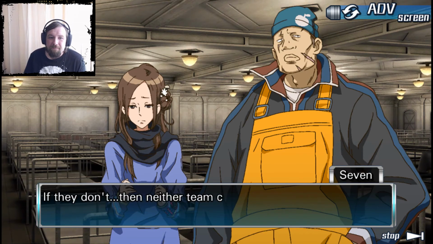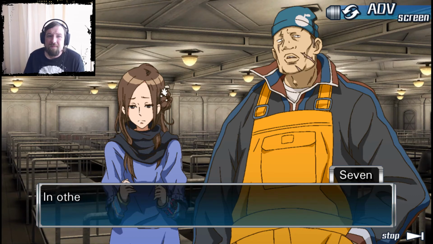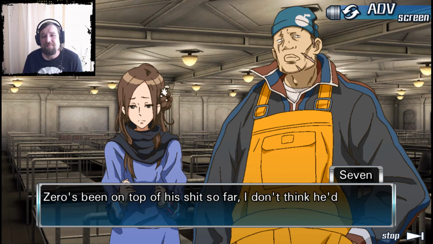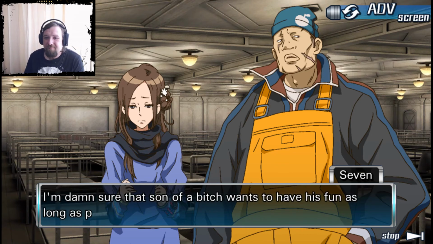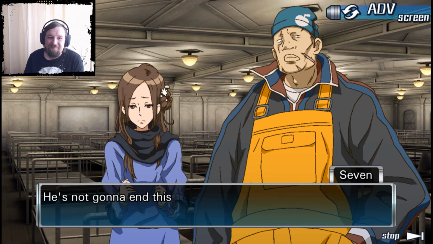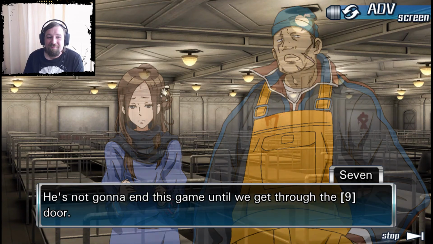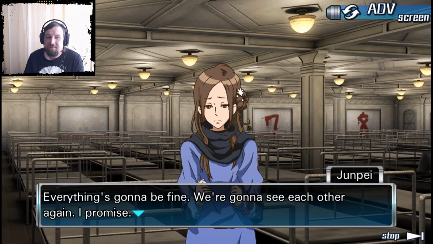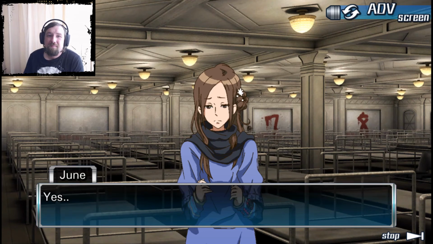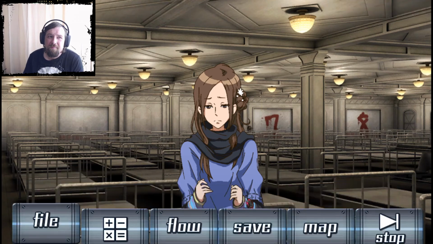If they don't, then neither team can get through door 9. In other words, the game would end right here. True. Zero's been on top of his shit so far. I don't think he'd blow it now. I'm damn sure that son of a bitch wants to have his fun as long as possible. He's not gonna end this game until we get through the 9 door. Everything's gonna be fine. We're gonna see each other again. I promise. Yes. Promise?